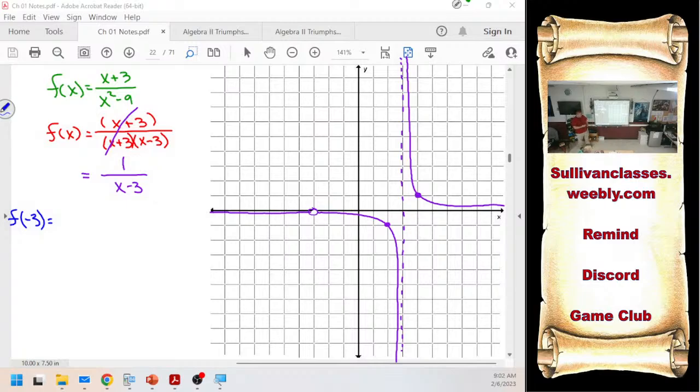Divide by 0. You can't do that. Okay, so we already failed that part. However, the limit does exist. Because as I get closer and closer to negative 3 from both sides, doesn't it look like it's going to the same point? Yeah.